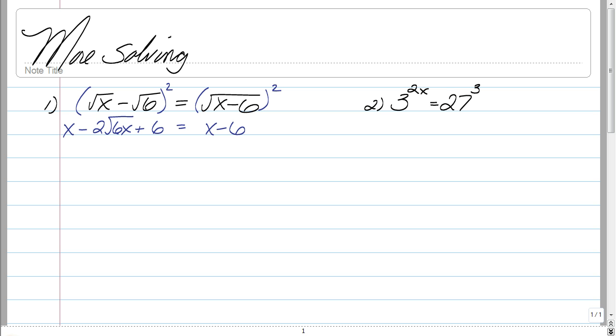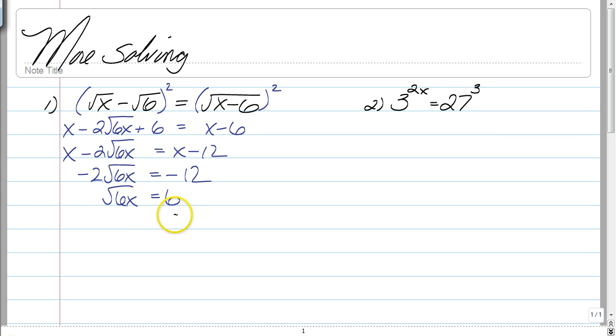So what you need to do here is subtract 6 from both sides. So that's x minus 2 square roots of 6x is equal to x minus 12. Now you need to subtract this x. So that's going to give you a negative 2 square root of 6x is equal to a negative 12. And divide both sides by a negative 2, so the square root of 6x is equal to 6. So now you need to square both sides again, and that's going to give you 6x is equal to 36, so x equals 6.